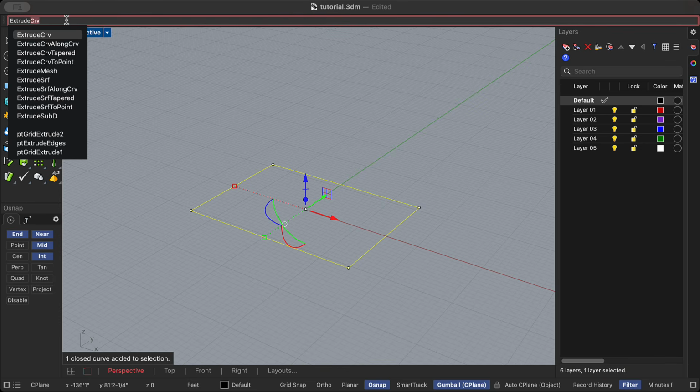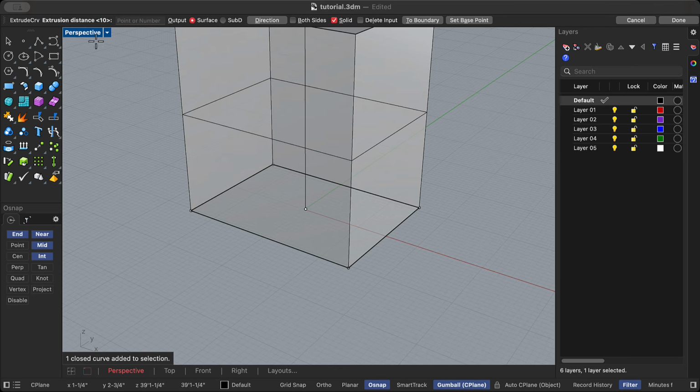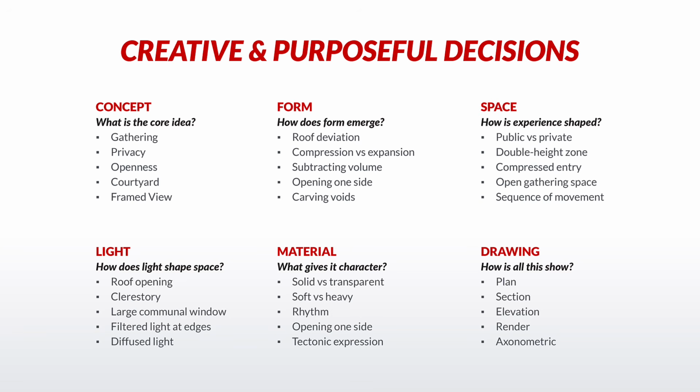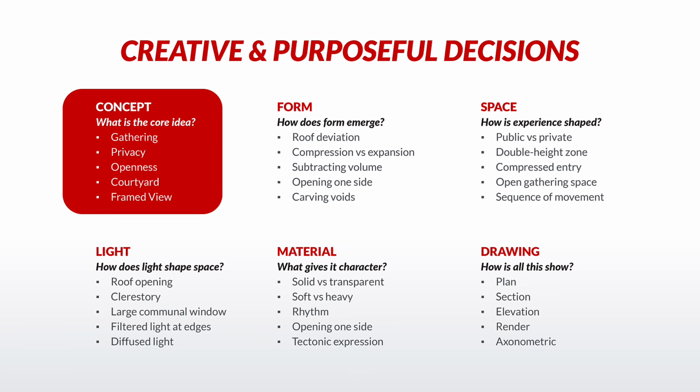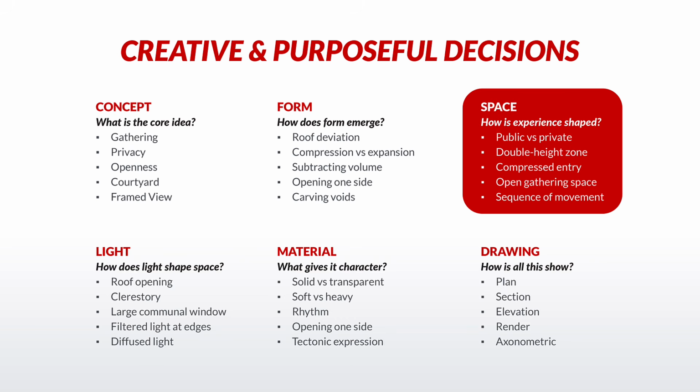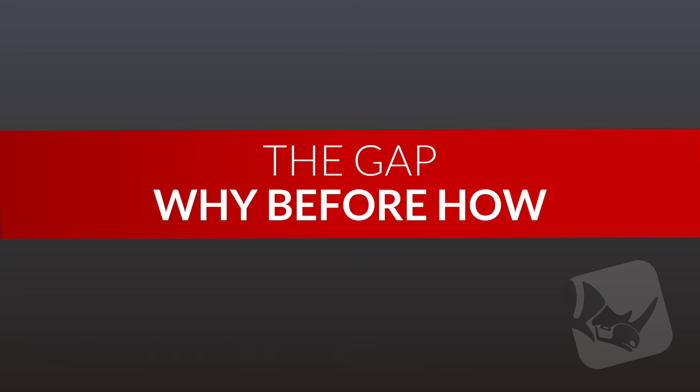Most architectural tutorials teach commands: extrude, offset, boolean. But architecture isn't a list of commands. It's a sequence of creative and purposeful decisions. What is the core idea? How does form emerge? How is experience shaped? What gives it character? And that thinking, that's what's often missing in software tutorials.